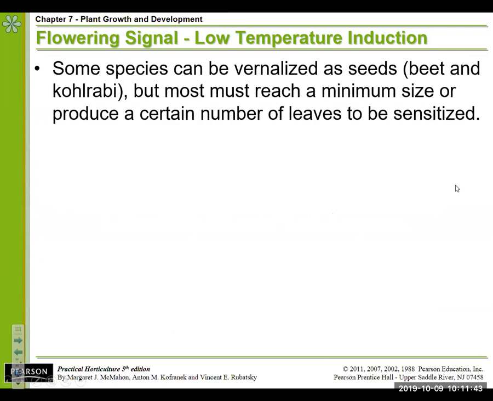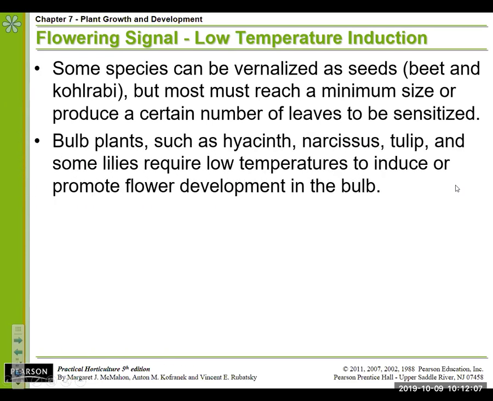So some species can actually even be vernalized as seeds. So beets and kohlrabi, we can actually expose to cold temperatures in order to get them to develop the proper plant parts that we're looking for. Most plants, though, have to reach a minimum size or a certain number of leaves before they can get that vernalization.